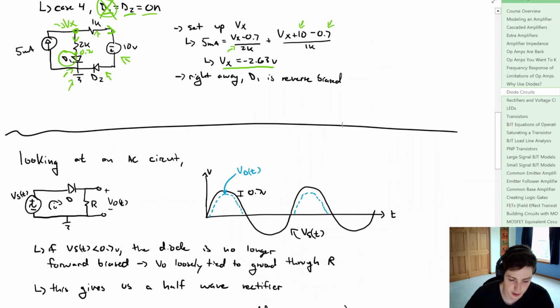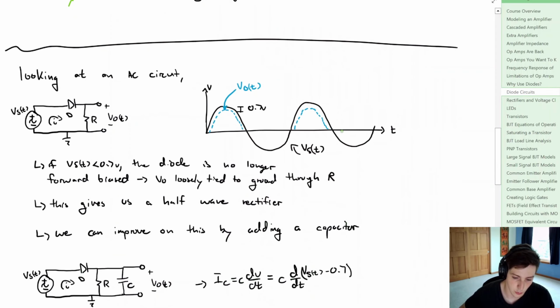Now we can also look at an AC circuit here, where we are simply going to take Vs as some source voltage, call it some AC voltage. We just have a resistor and a diode, and we're going to look at the output voltage. Now, in black here, we have the source voltage as a function of time, and in the blue here, we're going to have the output voltage.